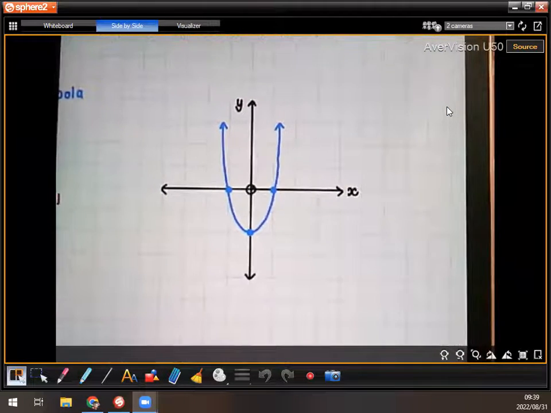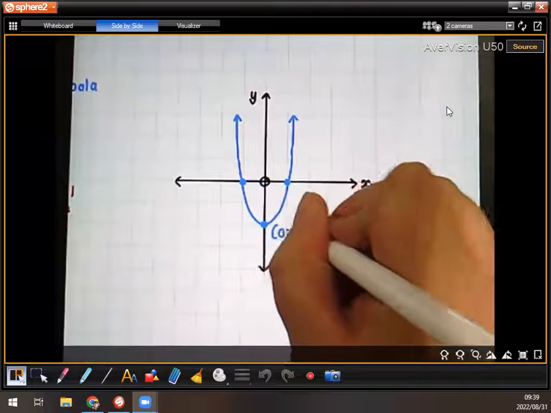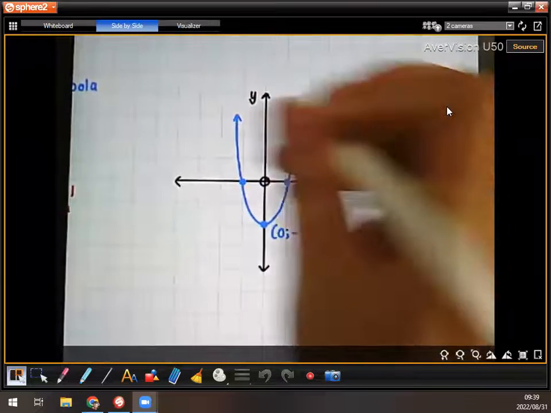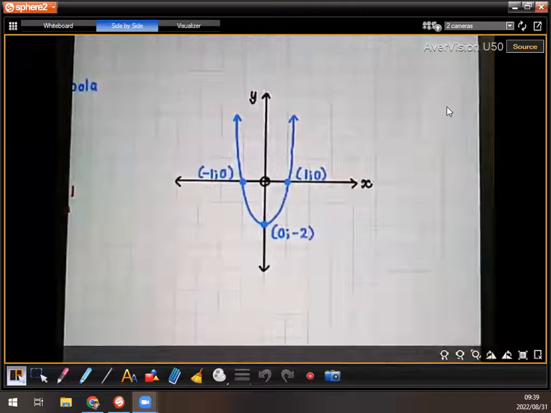Okay, I think that's fine, the way that I've drawn it. Guys, remember to label your points, please. Very important.